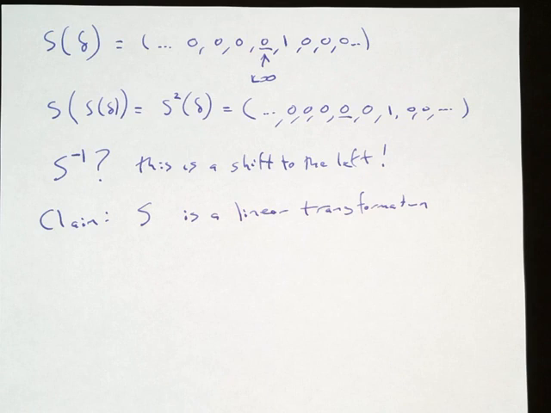If it's a claim, it needs to be verified. I should prove this. How do I prove that something is a linear transformation? I know how to prove it with matrices and vectors and arrows, but what do I do here?